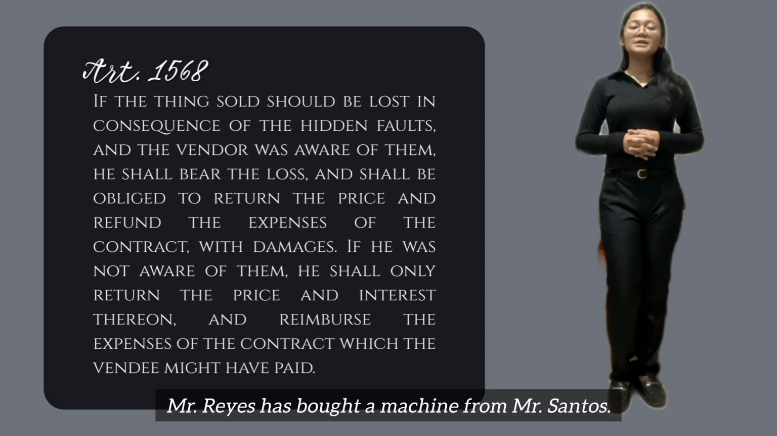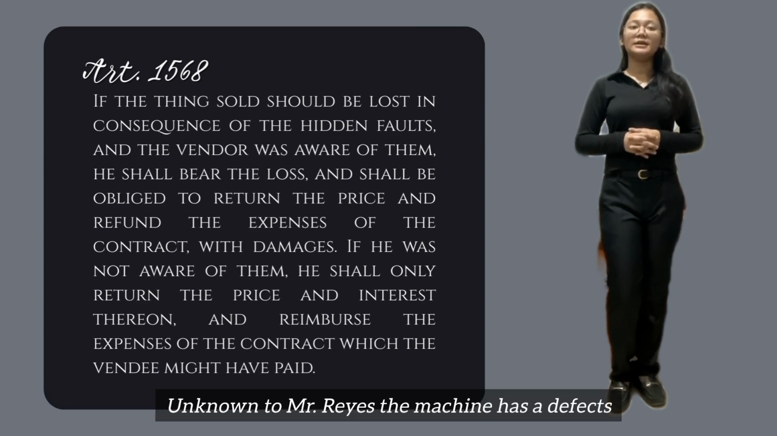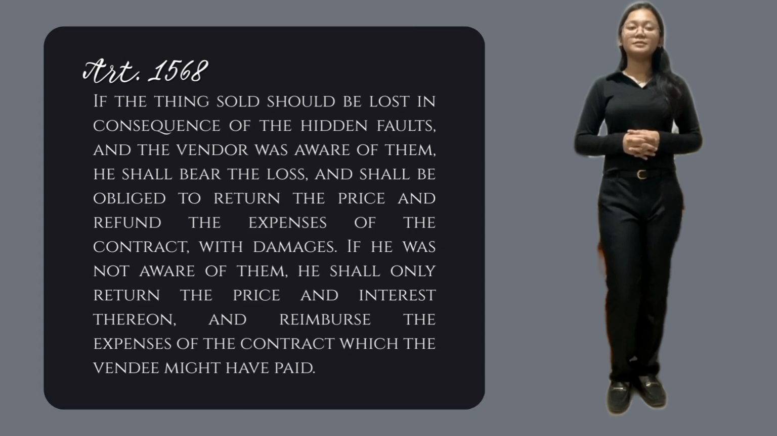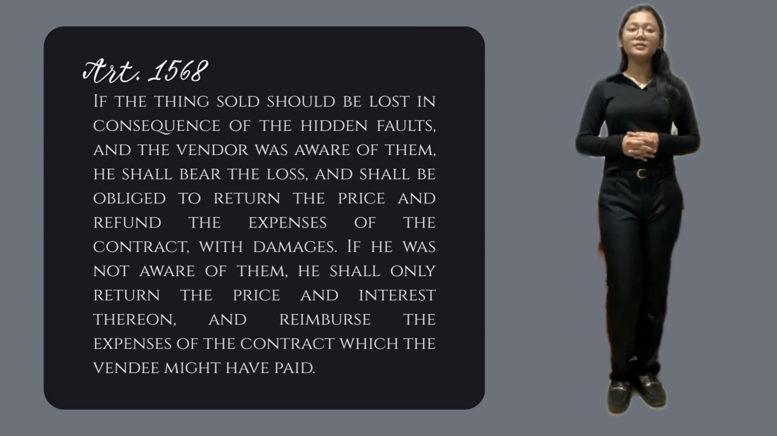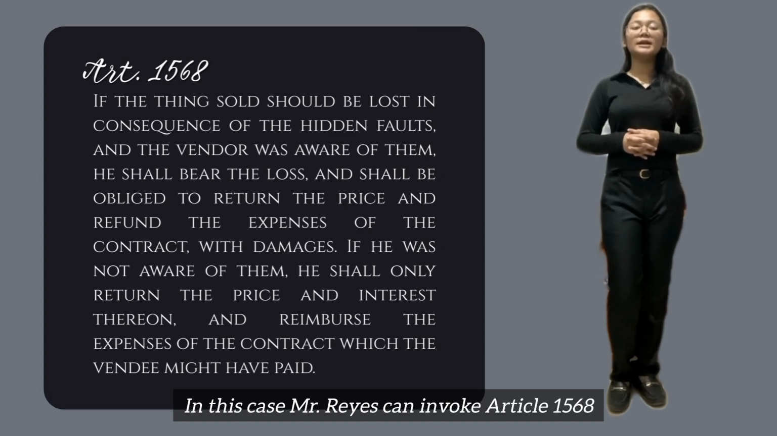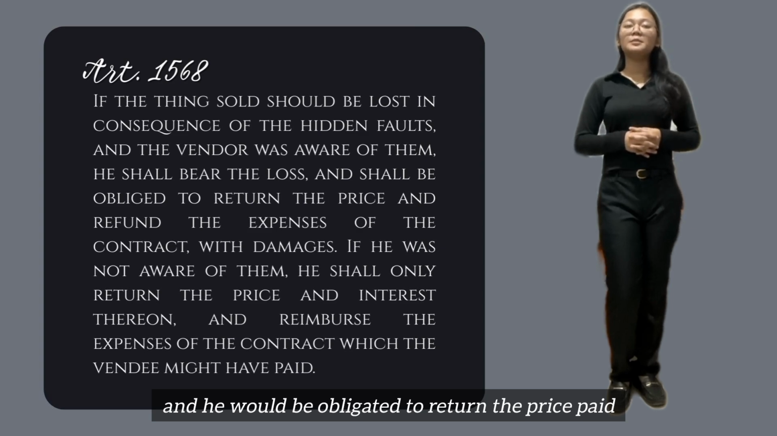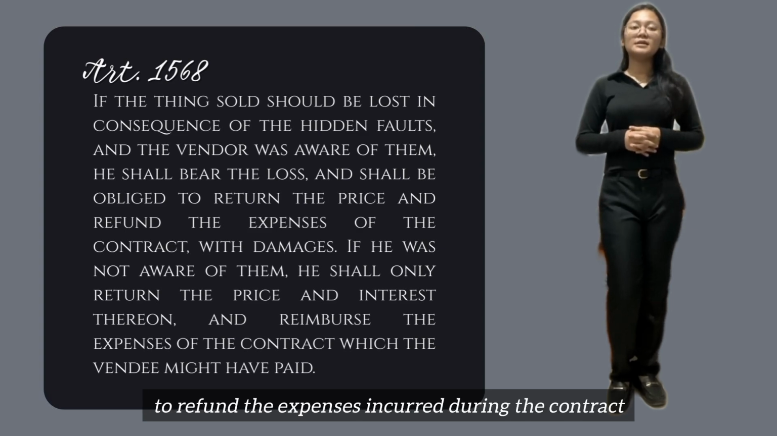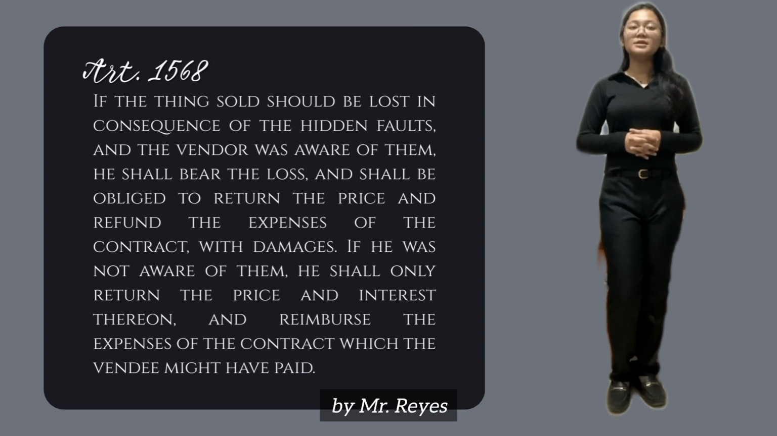For an example, Mr. Reyes has bought a machine from Mr. Santos, who is a factory owner. Unknown to Mr. Reyes, the machine has a defect that was known to Mr. Santos. Weeks pass after the purchase, the machine malfunctions and it becomes irreparable. In this case, Mr. Reyes can invoke Article 1568 against Mr. Santos, and he would be obligated to return the price paid, to refund the expenses incurred during the contract, and pay any damages that were incurred by Mr. Reyes due to the machine's loss.